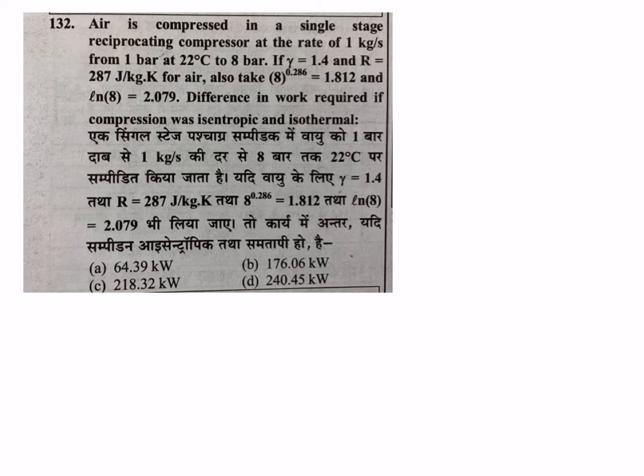Also take 8 to the power 0.286 equal to 1.812 and ln 8 equal to 2.079. Find the difference in work required if compression was isentropic and isothermal. First you have to calculate isentropic work done, then isothermal work done also you have to calculate, then their difference you have to calculate. So both formulas you have to use.